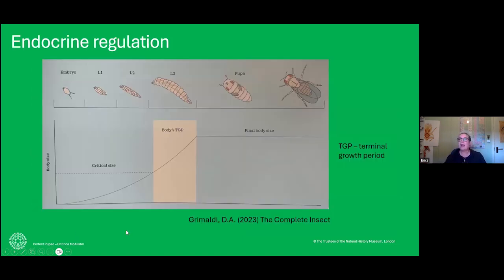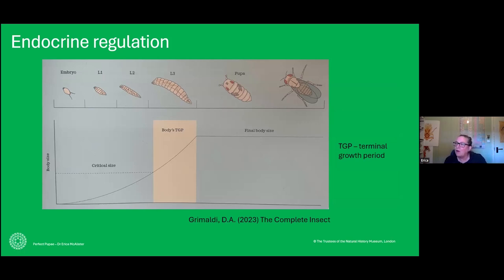And what's going on? How is this development happening? Well, again, this is Grimaldi, this is his new book, The Complete Insect, and I've just lifted this image straight from that. So I've probably broken a lot of copyright infringements trying to do this. Sorry, David. He's a very nice guy, so I'm sure he won't mind.